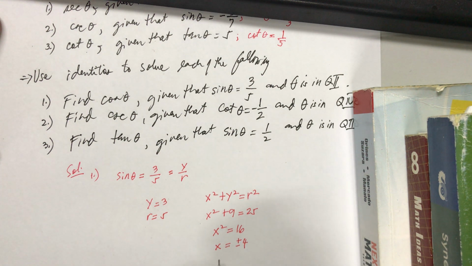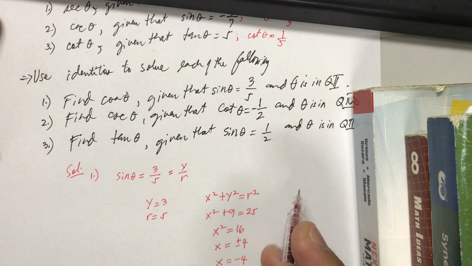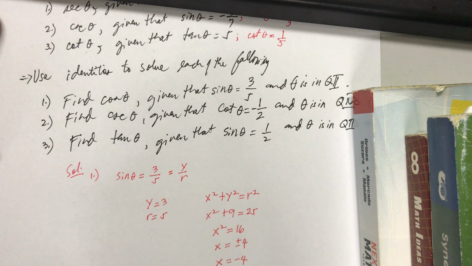So, going back, since x is equal to positive and negative 4, we should take x to be equal to negative 4 since theta is in quadrant 2. The terminal side of theta is in quadrant 2, and if you pick any point found on the terminal side of that angle, the x-coordinate or the abscissa of that point must be negative. Hence, we discard positive 4, we take negative 4 as the value of x.